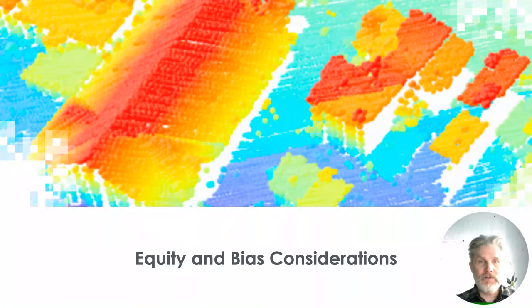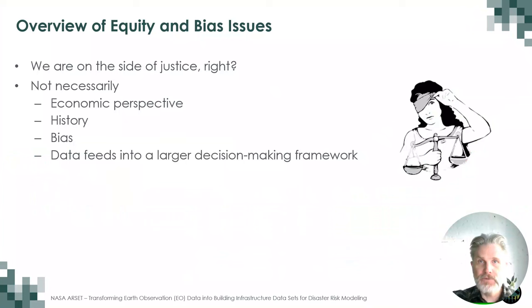All right, now we're going to talk about equity and bias considerations that we've touched on a little bit as we've gone through, but we're going to do a deeper dive into some of these important issues. So first of all, we're on the side of justice, right? We're trying to help people build better structures, trying to make people safer. Isn't that enough? Well, no, not really.